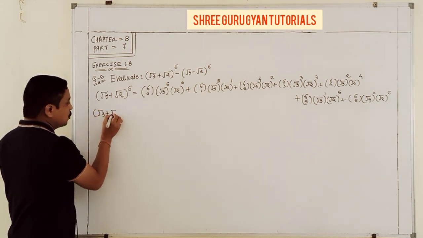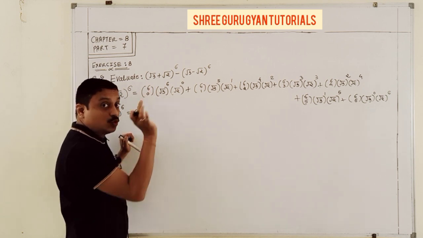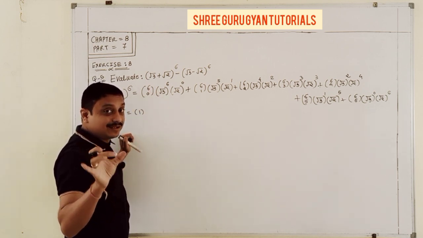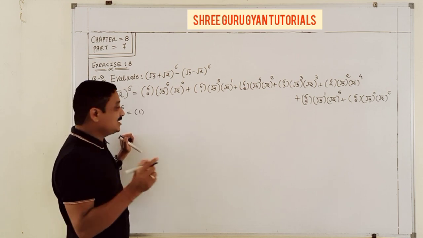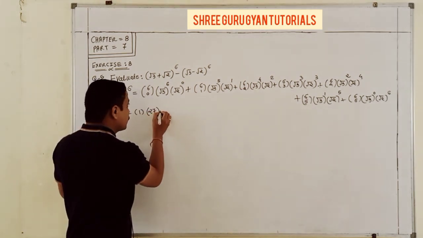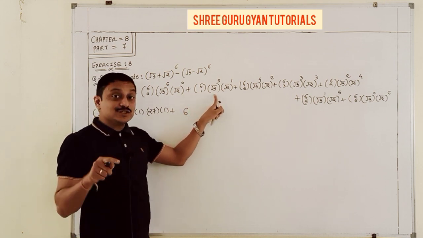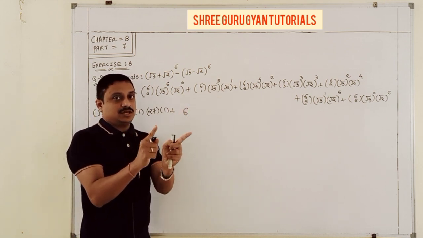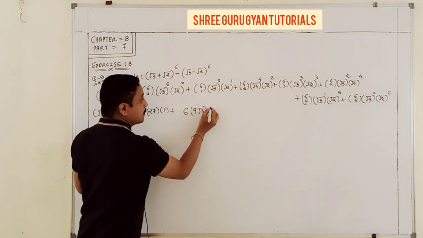(√3 + √2)^6: the first term is 1. √3 times √3 is 3, again 3 and again 3, total 6 roots, so 3 threes are 9, 3 nines are 27. That is 6C0, then 6C1, 6. But √3 raised to the 5th power is 3, again 3 means 9√3. √2 is the same.